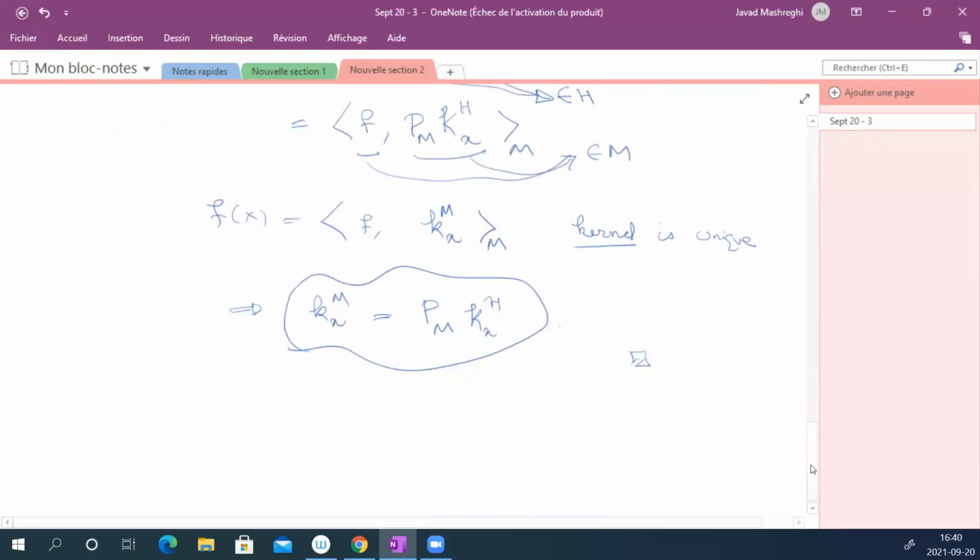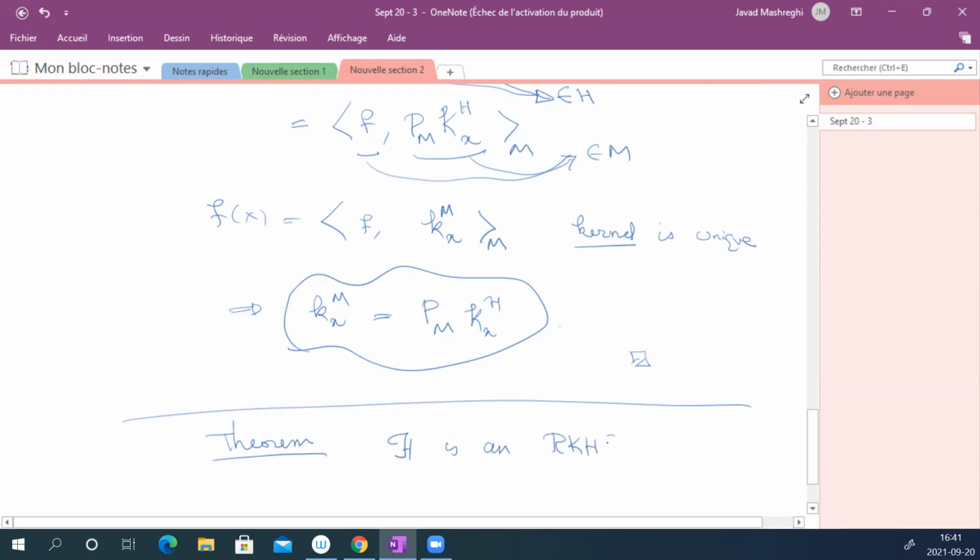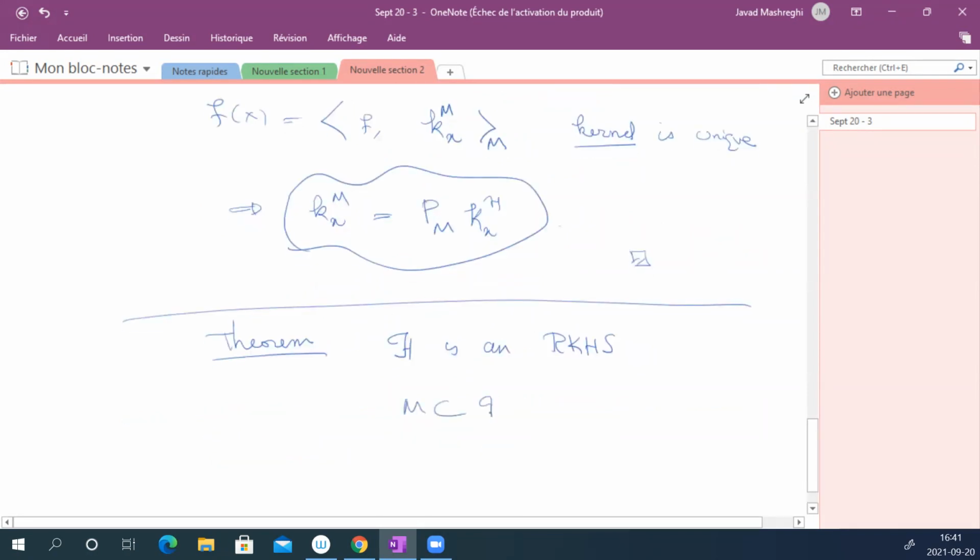Another thing. There is another use for the projection, which in some applications we apply this theorem. We saw in the previous two examples that an explicit formula for PM is not available, but indeed we can use the theorem, which I wanted to state, to obtain a formula for PM if we know the kernels. And here is a theorem. H is an RKHS, M in H is a closed subspace.